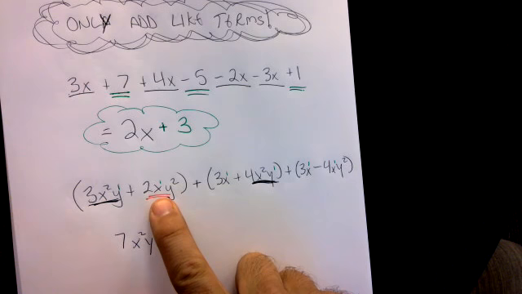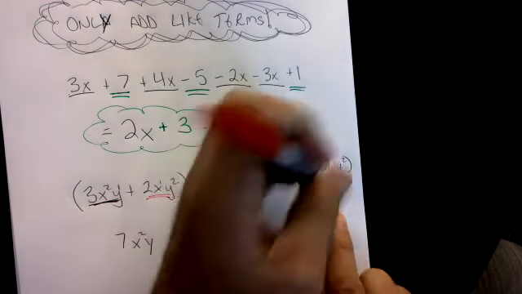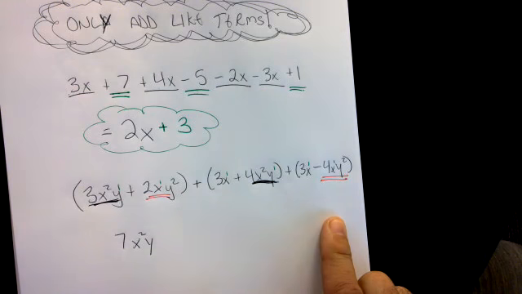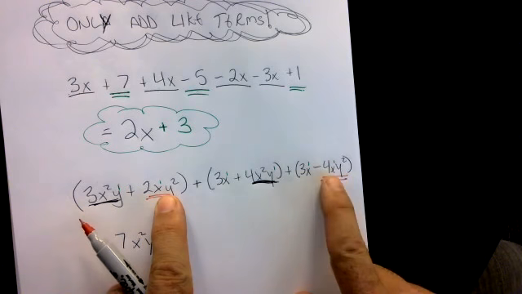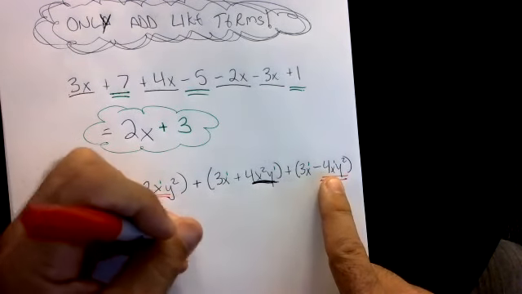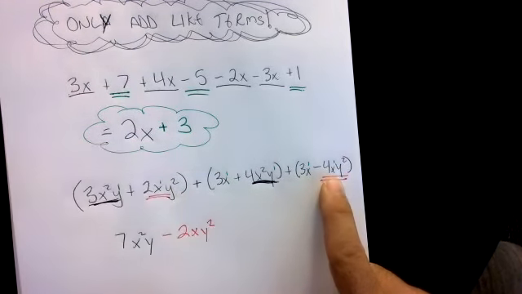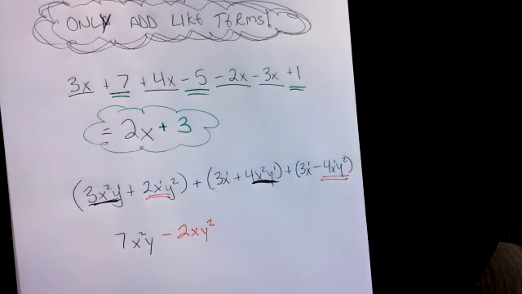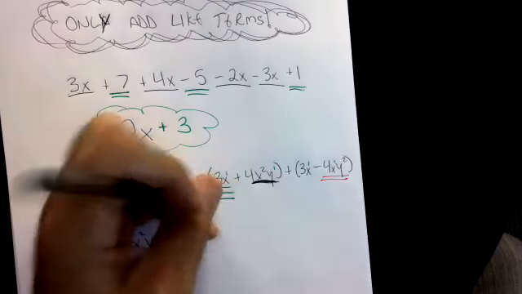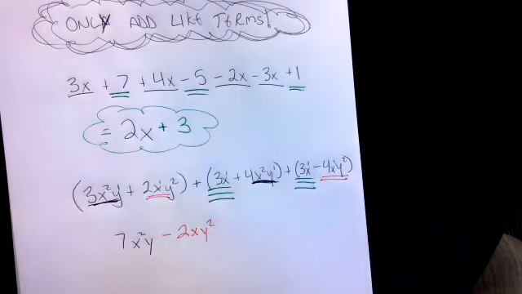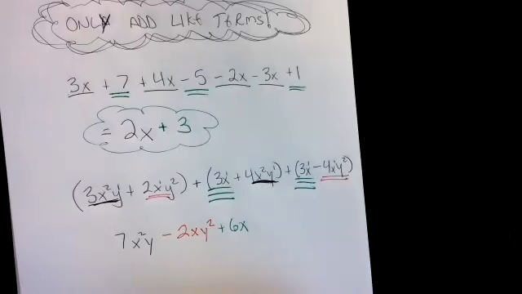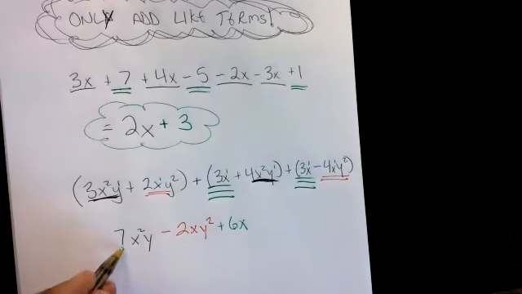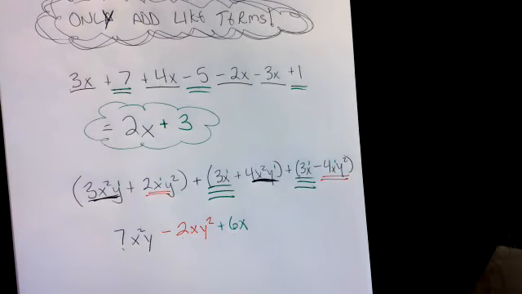So this one, the 2xy to the second, we can add with this guy, the negative 4xy to the second. So then we can combine these. If I had 2 of these things minus 4 of these things, then I've got negative 2xy to the second. And then last but not least, I've got a 3x. I've got another 3x, so I can combine those to get a 6x. So when you combine, you only add or subtract the numbers in front. You leave the variables alone.